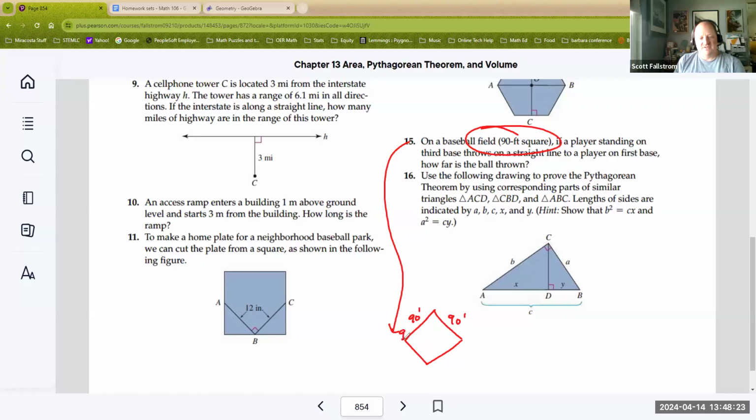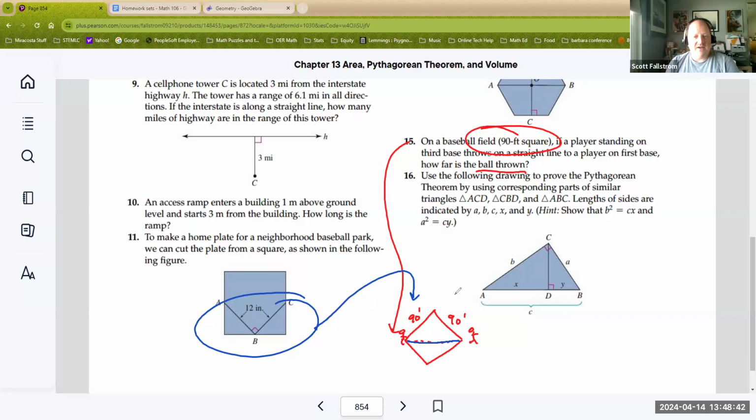And so a person standing on third base is going to throw across to a person standing over here on first base. The question is, how far is the ball thrown? What is the distance across that piece? And as a big hint to you, very similar to what we did on question 11, this is an isosceles right triangle, and there is a ratio that you can be familiar with to make your life a lot easier.